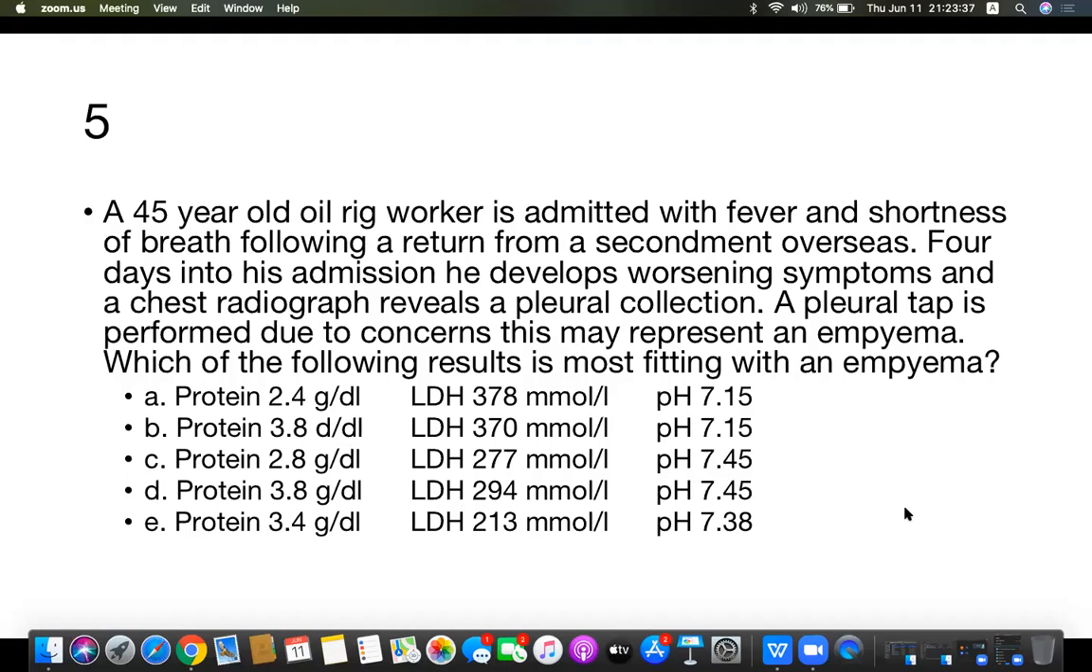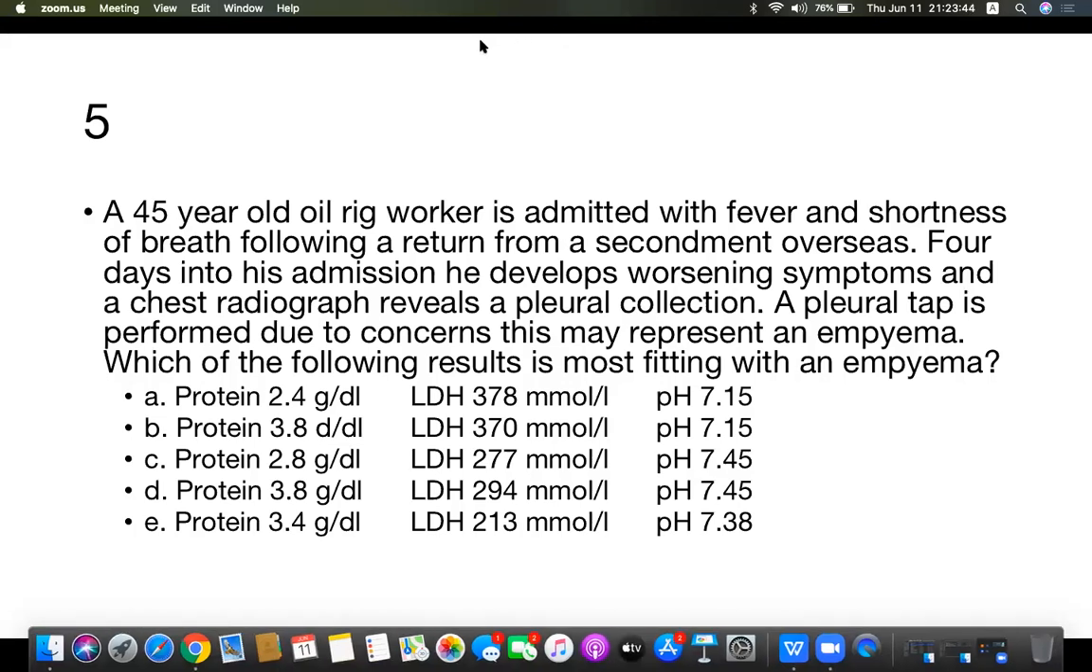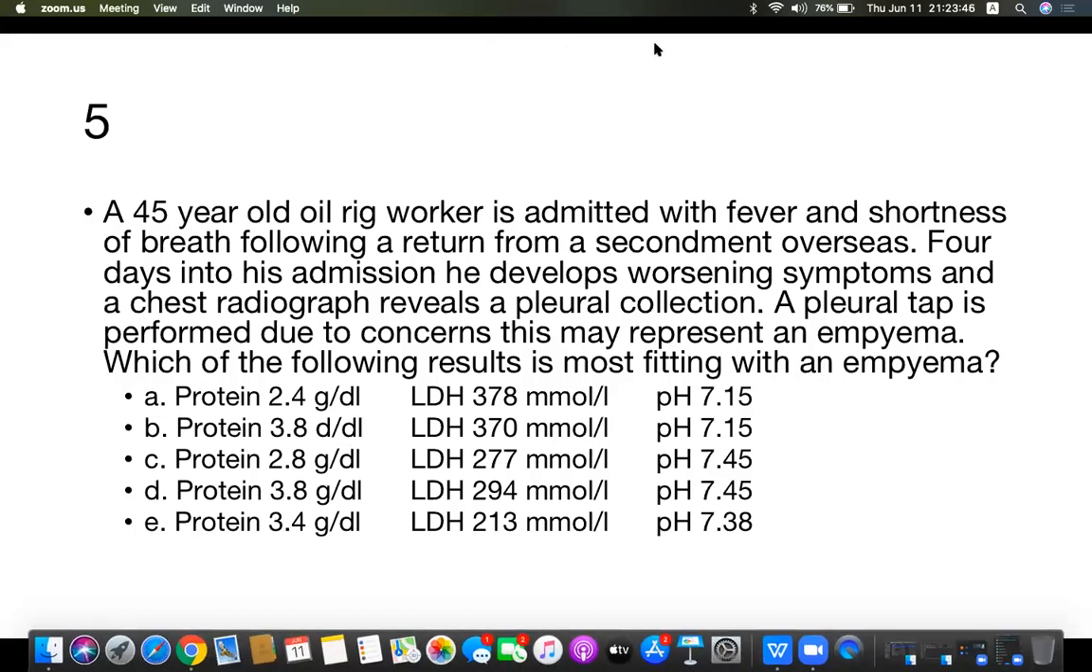Okay, so let me explain. Nobody has any idea about it. So this is a case about pleural collection, and you'll have a lot of idea about this type of case after this. This is a 45-year-old oil rig worker who is admitted with fever and shortness of breath following a return from a secondment overseas. Now, 4 days into his admission, he develops worsening symptoms and a chest radiograph reveals a pleural collection. They have already given the diagnosis.